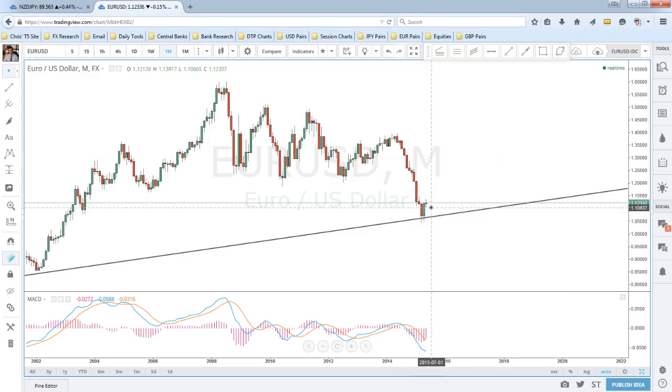So remember, we're using trend lines as levels of supply and demand. Okay, nothing more. We're using them to look for places to find potential trading setups.